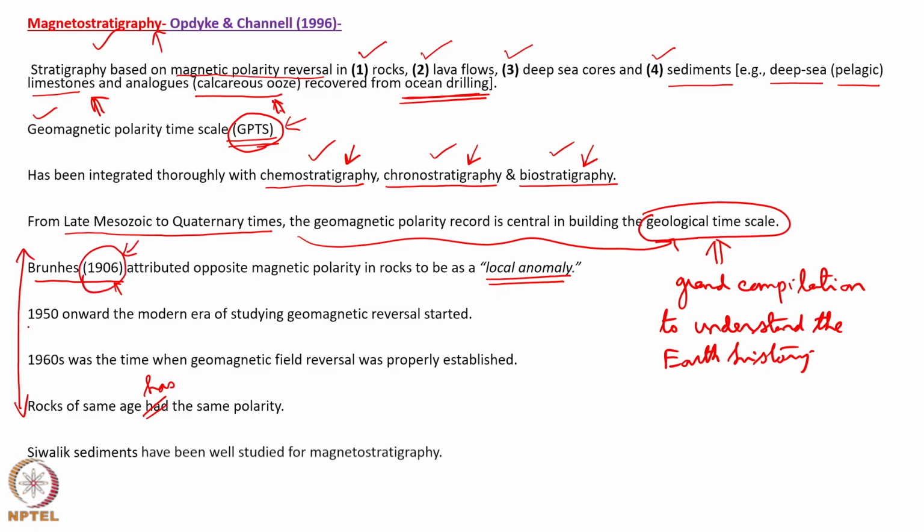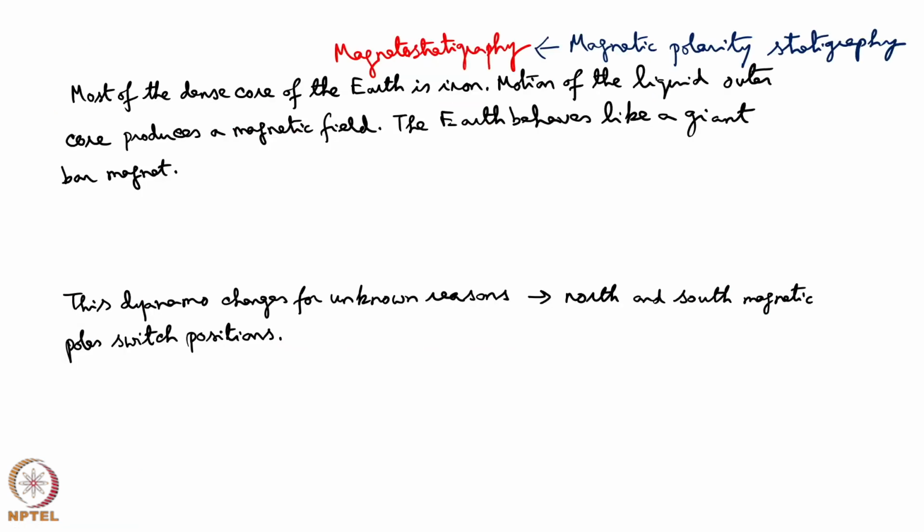From 1950 onwards, the modern era of studying geomagnetic reversal started, and the 1960s was the time when geomagnetic field reversal was properly established. This is also the time when the Hess theory of sea floor spreading and the major push for the continental drift theory came. Rocks of the same age having the same polarity has been a long standing observation by geoscientists. In this presentation, at some point, Shivalik sediments will be shown to have been studied for magnetostratigraphy.